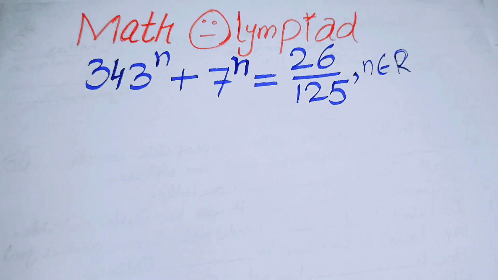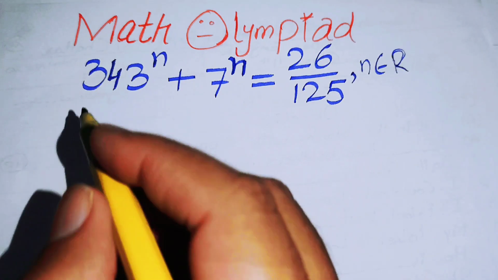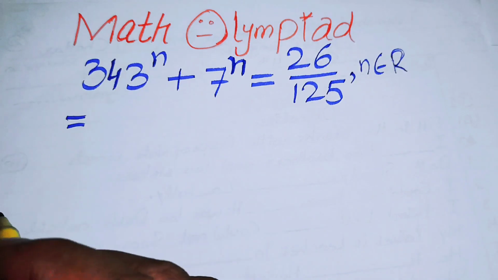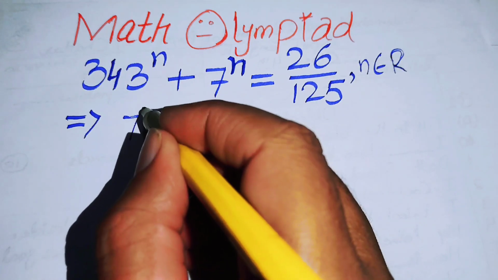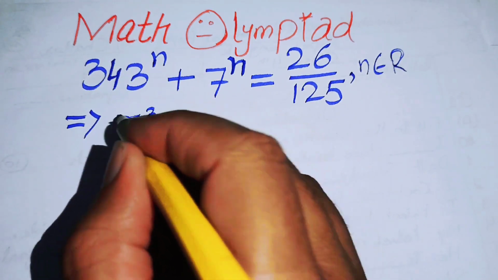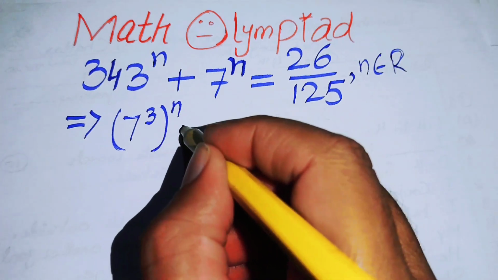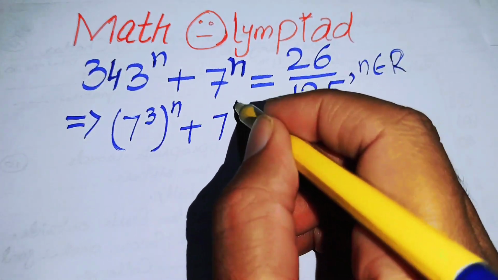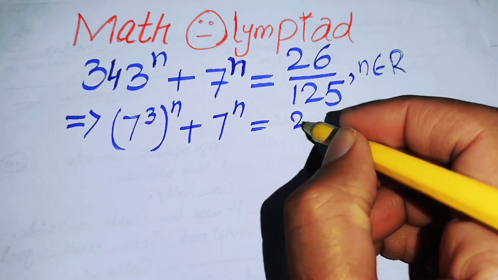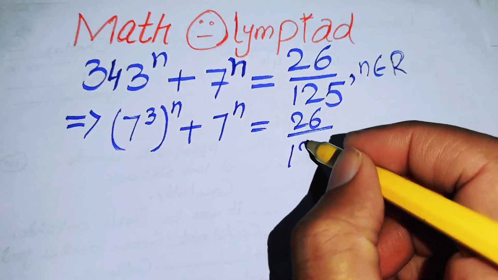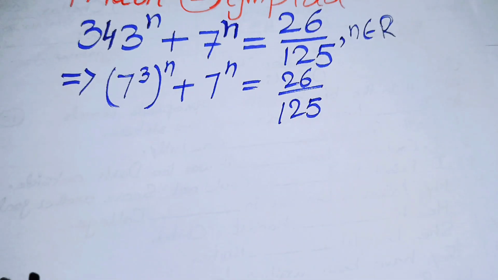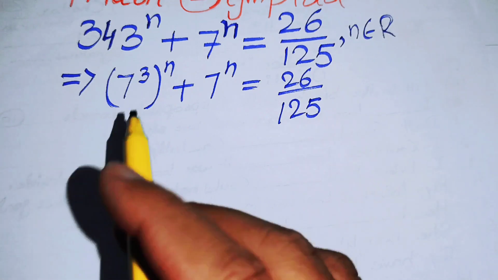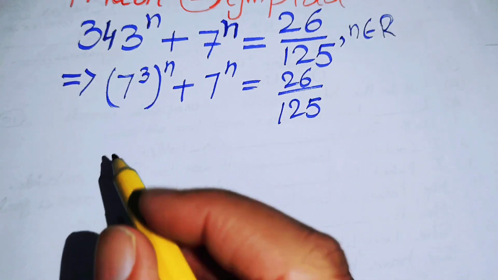So the very first thing we are going to do is rewrite this equation. Here you have 343, and we will write this 343 as 7 to the power of 3 and its whole power n, plus 7 to the power of n, and it is equal to 26 over 125.